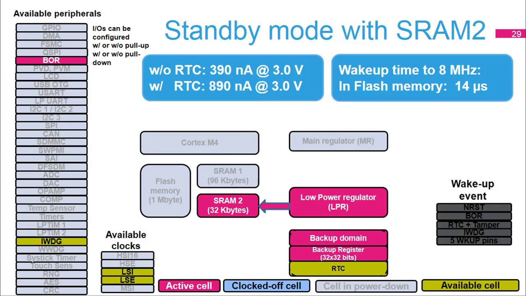In standby mode with SRAM2, the main regulator is powered down and the low power regulator supplies the SRAM2 to preserve its content. The RTC, clocked by the internal or external low-speed oscillator, can be activated. The brownout reset is always enabled. The independent watchdog can also be enabled in standby mode. Reset, brownout reset, RTC, and tamper detection, independent watchdog, and any event on the 5 wake-up pins can exit the MCU from standby mode. The standby with SRAM2 consumption without the RTC is around 390 nanoamps, typical at 3 volts. The wake-up time is approximately 4 microseconds.